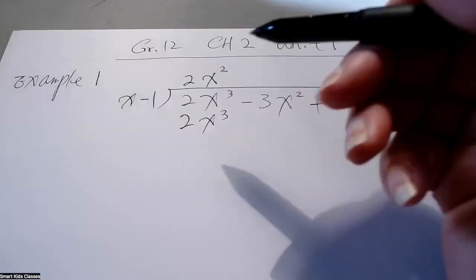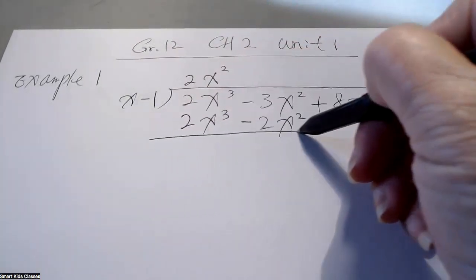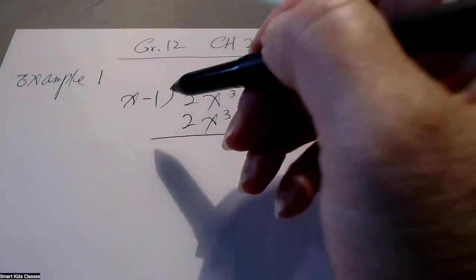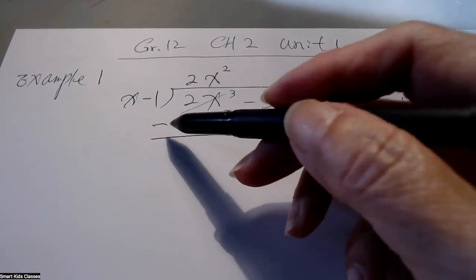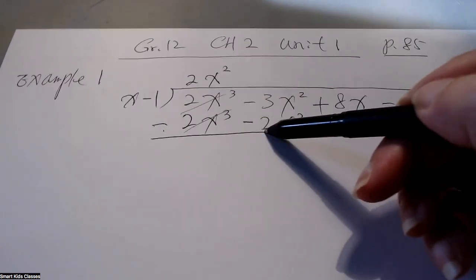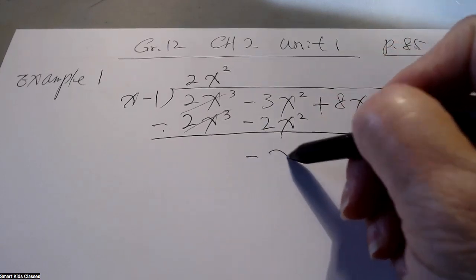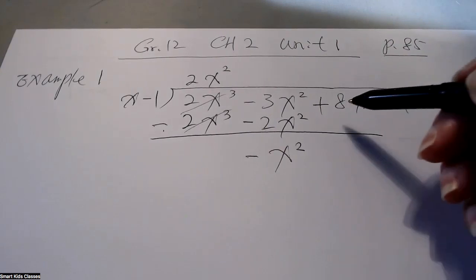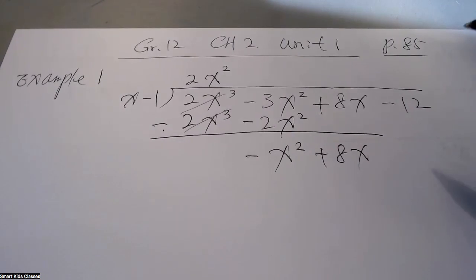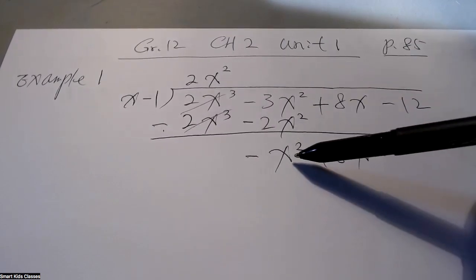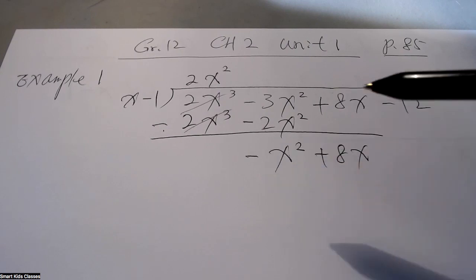Now 2 times negative 1 will be negative 2x exponent 2. So now we subtract. When you subtract, you cancel these 2. Negative becomes positive here. Negative 3 plus 2, we have a negative x squared left. Now we bring down the second term, 8x. Now we only need to consider canceling the first leading degree and the coefficient.